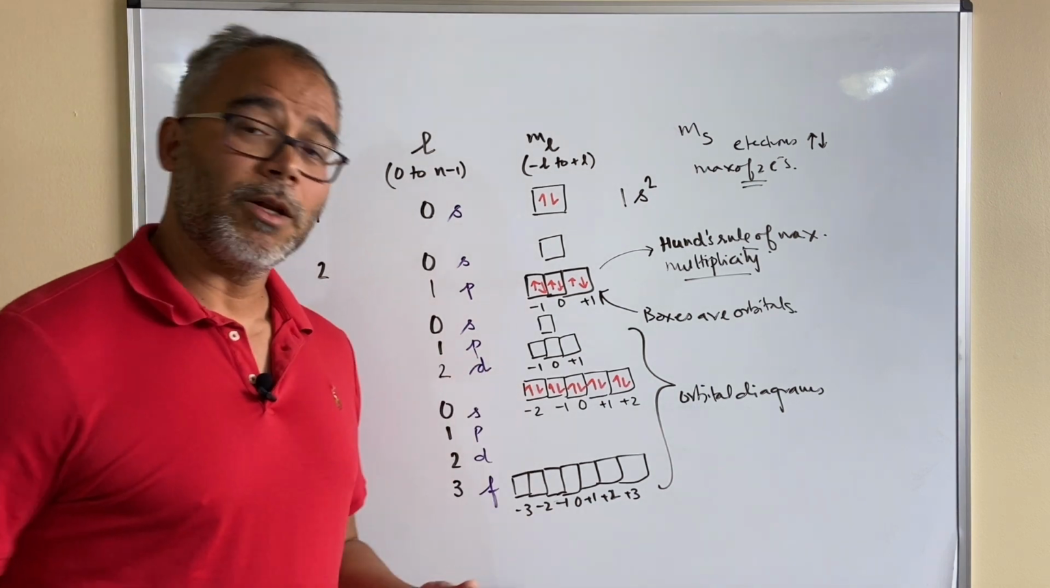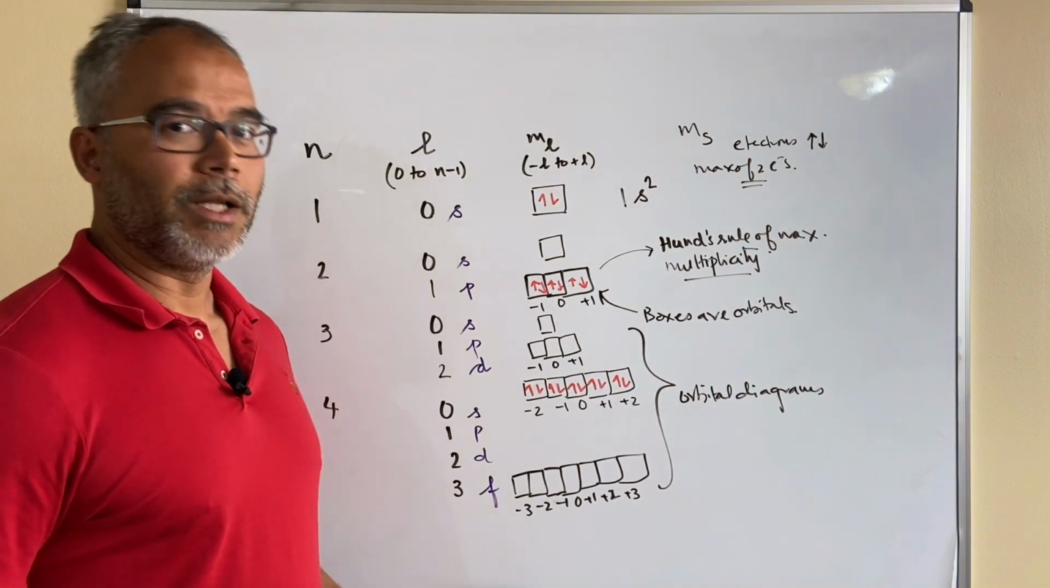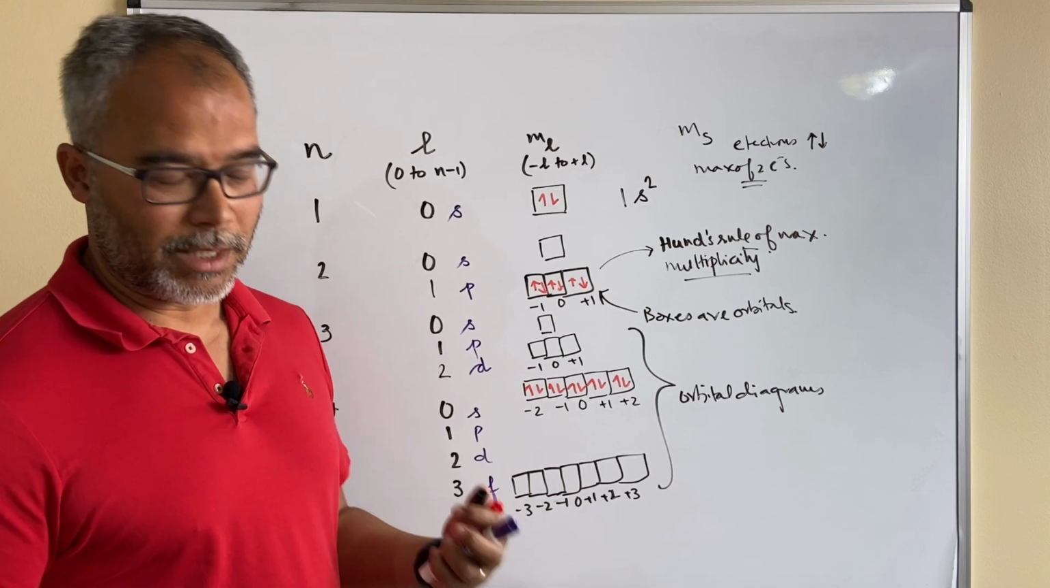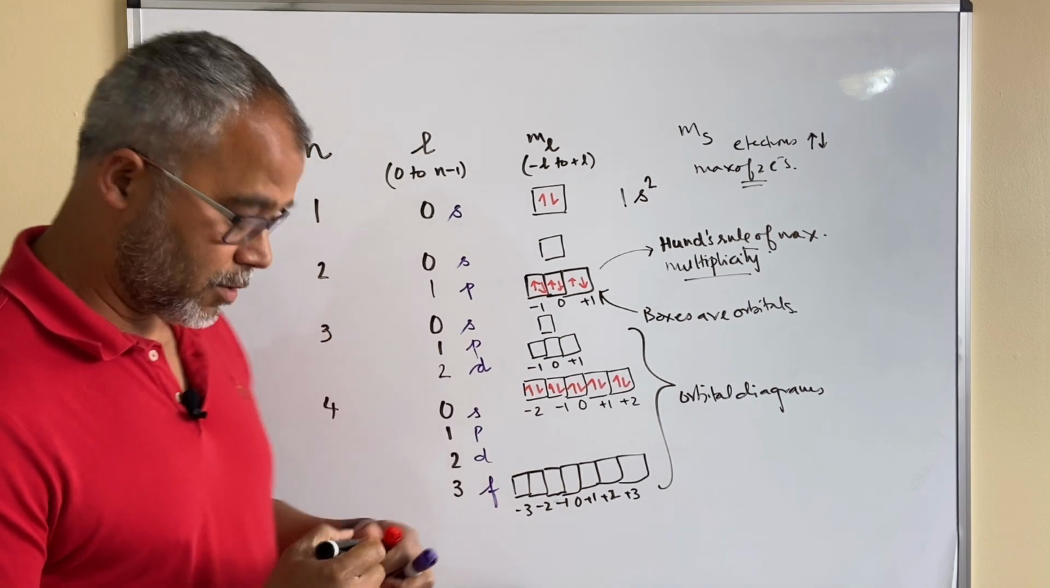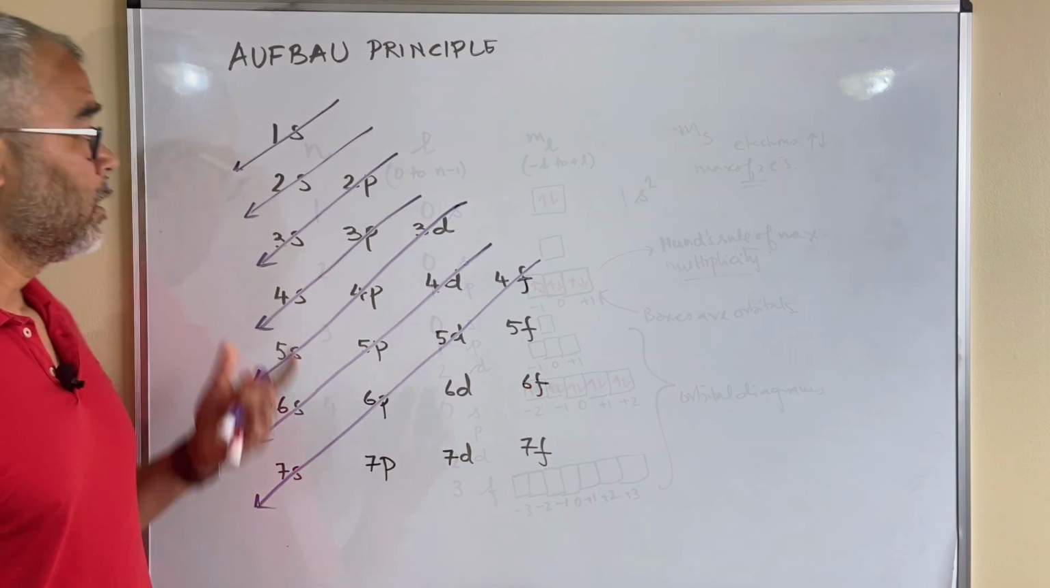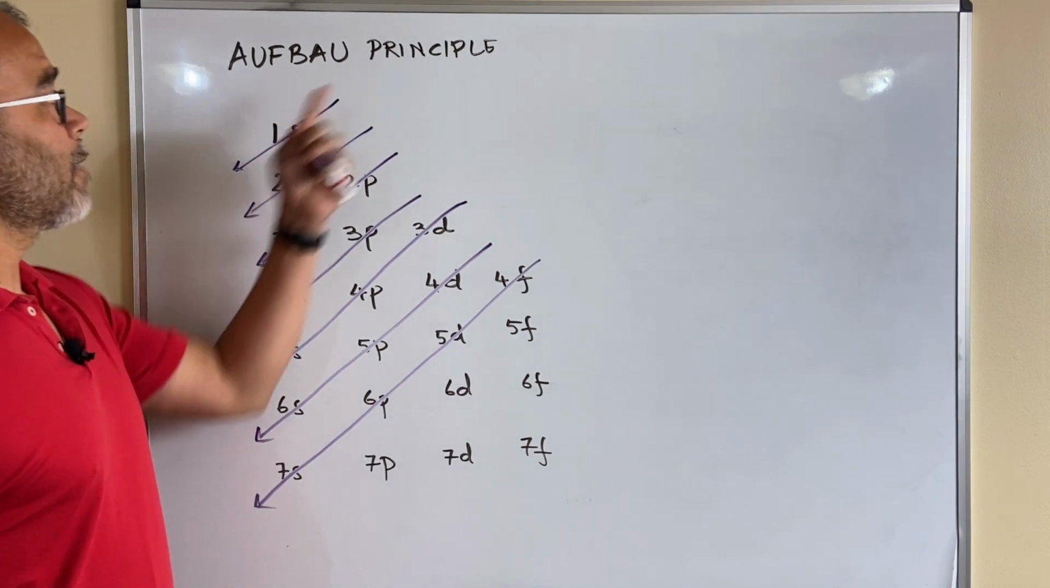Then there's one more principle we need to know, which is called the build-up principle. Once we know that, we can write electron configurations for any element. So let's take a look at that. Here we have the Aufbau build-up principle.